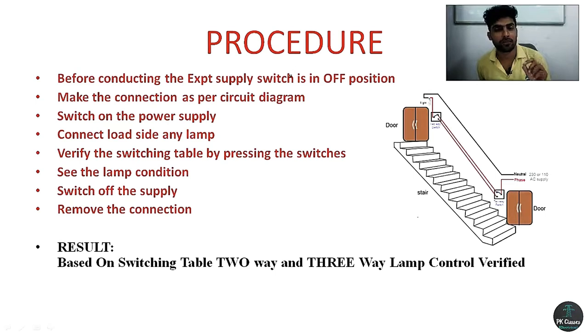Next, the procedure part. Before conducting the experiment, everything must be in off position, I mean MCB must be in off condition. Make the connection as per the circuit diagram, switch on the power supply, connect the lamp, any one lamp, LED, CFL or incandescent lamp. Verify the switching table by pressing the switches, right? See the lamp condition, switch off the supply, remove the connection. Result: based on the switching table, two-way and three-way lamp control verified.